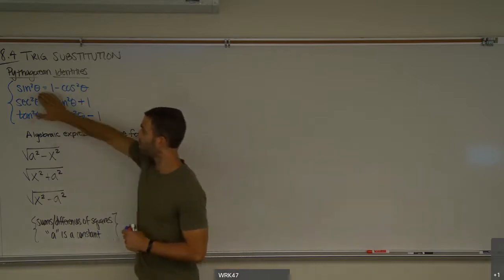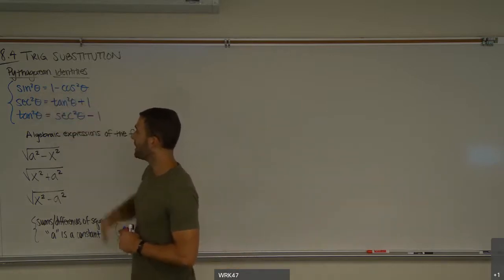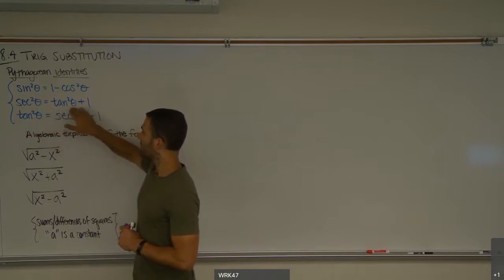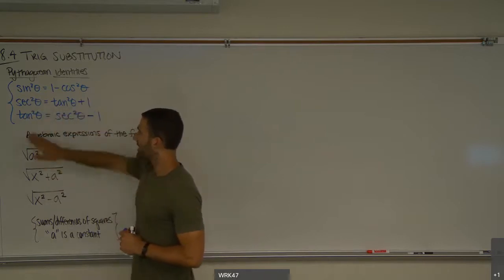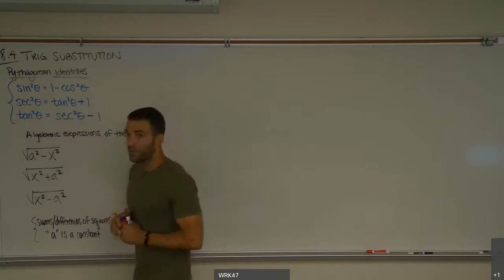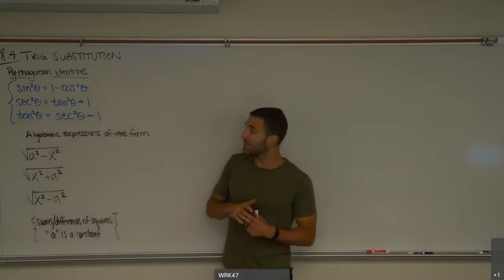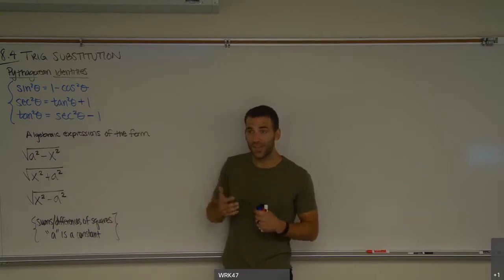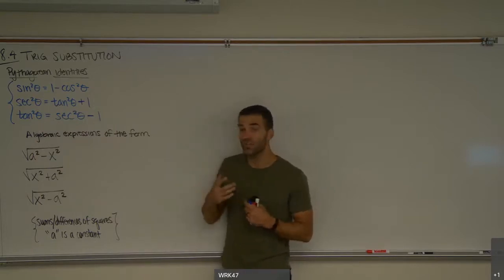So sine squared is 1 minus cosine squared. Secant squared can be written as tangent squared plus 1. And tangent squared can be written as secant squared minus 1. And why do we only look at these three? Because these three trig identities give us a way to relate sums and differences of squares.